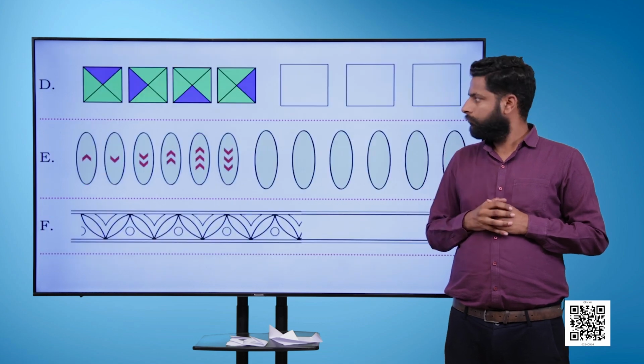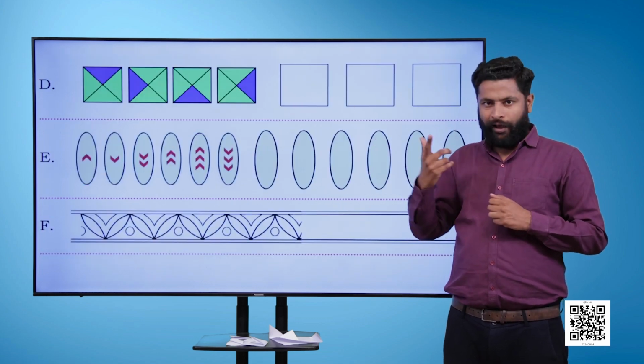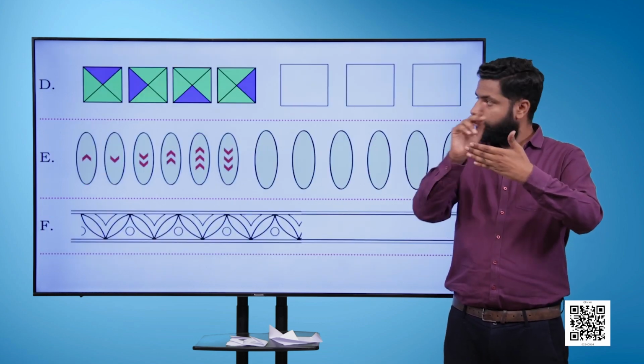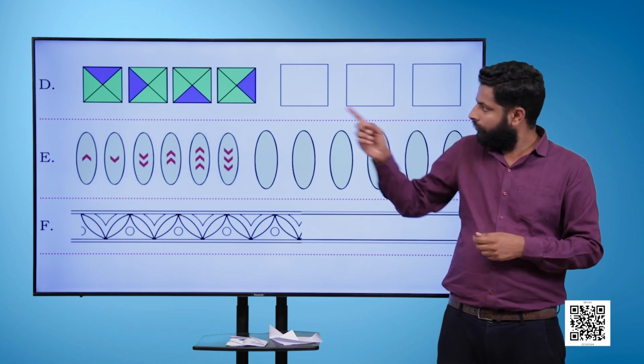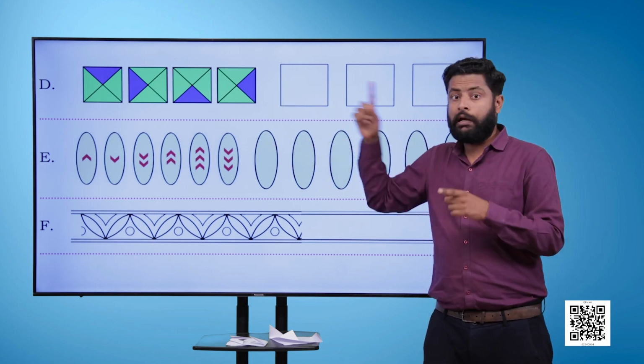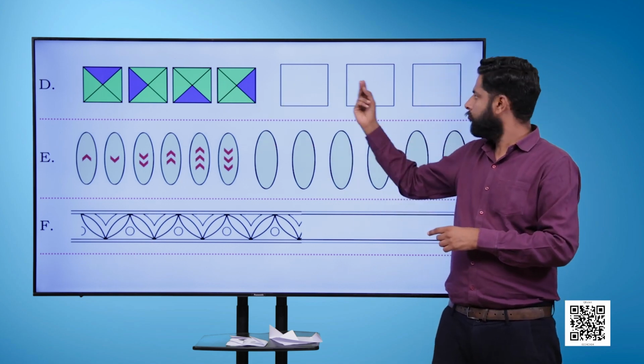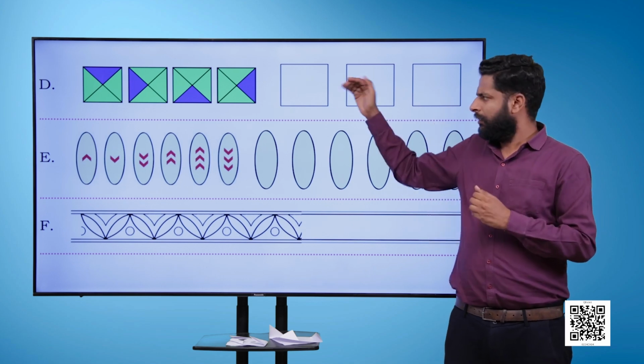D. We have a square here. The square has 4 triangles. The topmost triangle is colored in blue. It is followed by 3 blank squares. Now you have to follow the pattern.